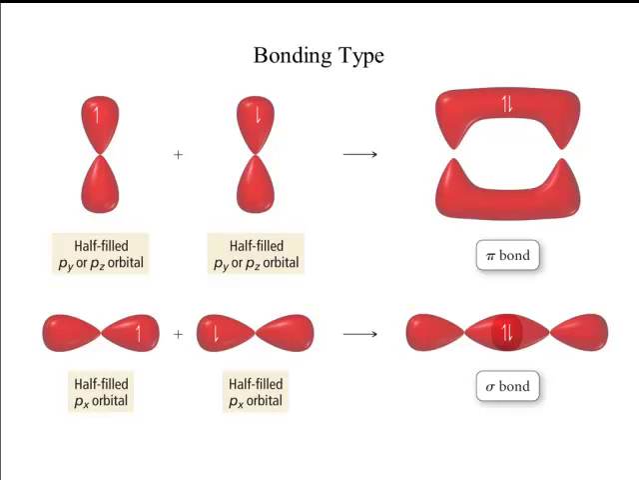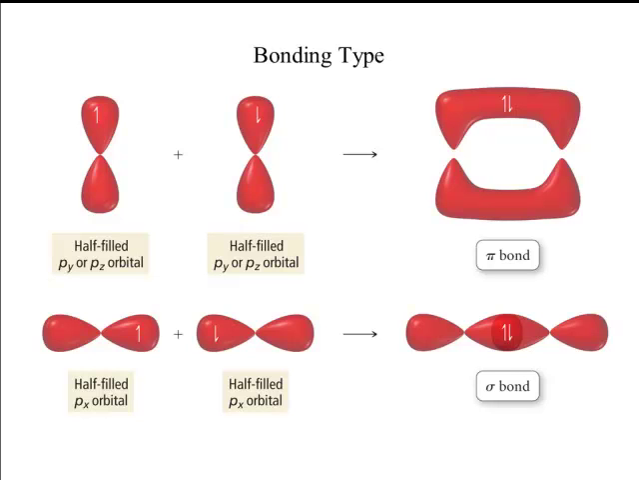Remember, bonds are going to be formed by overlap of these orbitals. Each orbital will have 1 unpaired electron. We overlap those 2 orbitals. We now have a pair of electrons. That's what's forming that bond. Okay, we can have overlap in the form of pi bond overlap.